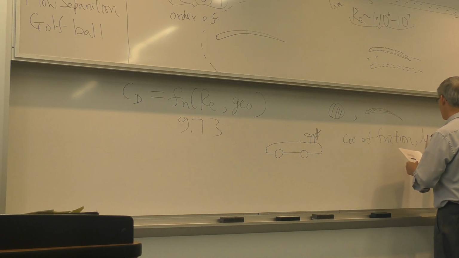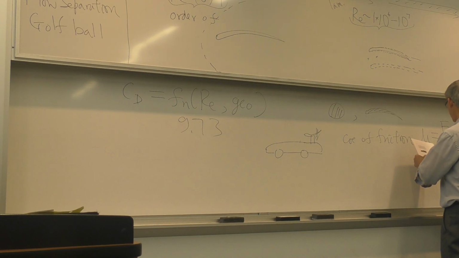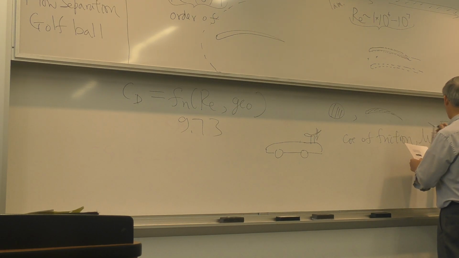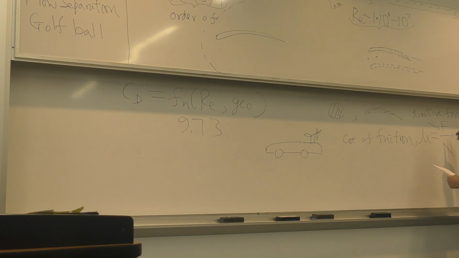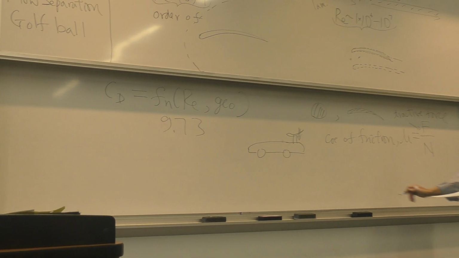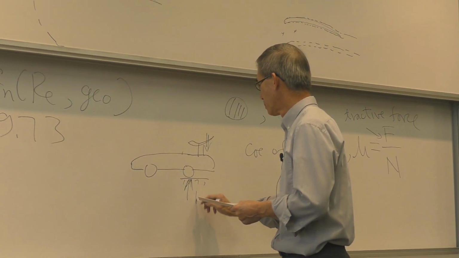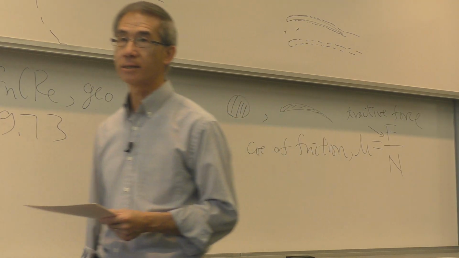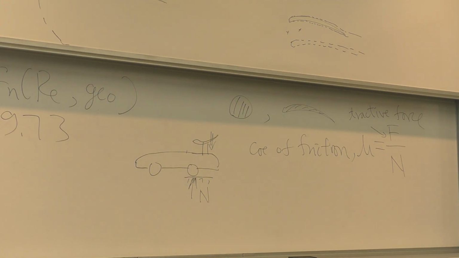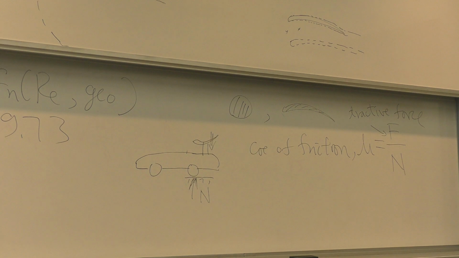Just as a reminder, mu, the coefficient of friction, is the traction force F. We call it tractive force in the problem statement, F, and N. What do you think the N is? Normal. Normal force as seen by the tire. So one case is without that upside down airfoil. In that case, with it, how much difference in the traction?